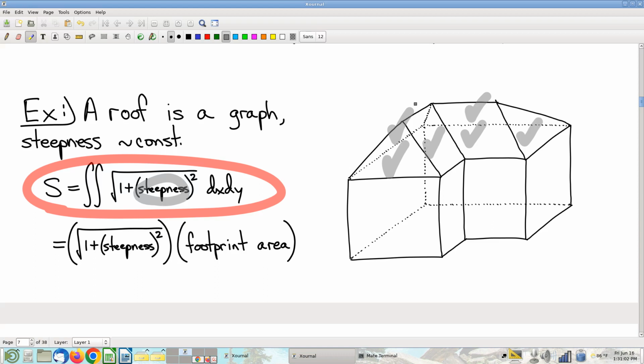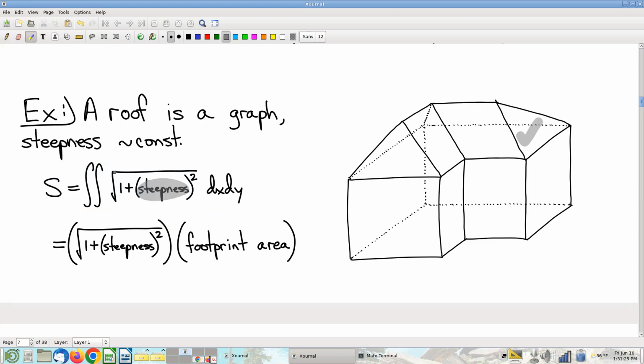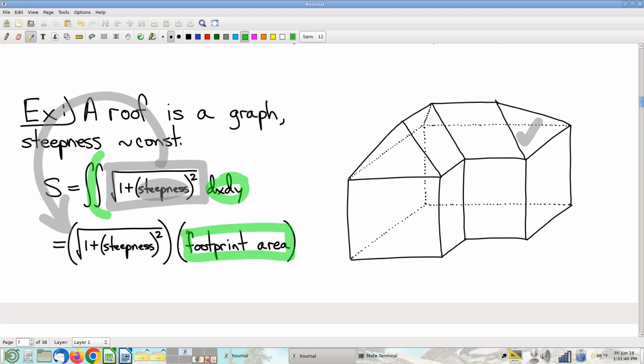And of course, obviously, every house is different, and some have cool architectural features. You got your gables and your awnings. But very almost uniformly, but not quite, constant steepness. So if you think about it, if this is a constant, then that means that this whole expression here is a constant. Constants factor right outside of the integral, leaving you then only with the integral dx dy, namely the footprint area.